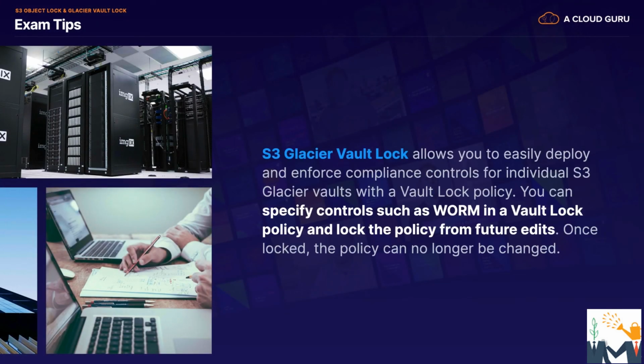And then finally, just remember what S3 Glacier Vault Lock is. It allows you to easily deploy and enforce compliance controls for individual S3 Glacier vaults with a vault lock policy. And you can specify controls such as WORM in a vault lock policy and lock the policy from future edits. And once locked, the policy can no longer be changed. So really, you just need to go into your exam understanding the difference between Object Lock and S3 Glacier Vault Lock. Object Lock is for S3 objects in S3. S3 Glacier Vault Lock is for vaults inside of Glacier.